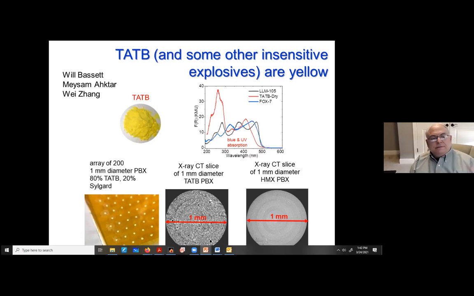Just to show you here, this is an array of 200 little 1 millimeter diameter bombs made of TATB. That's the yellow stuff. This orange stuff is some Kapton tape we use. This is an X-ray CT scan of it. And TATB is miserable stuff, but you can see there are little holes in here, little voids, there, and there. And there's lots of big crystals and stuff.